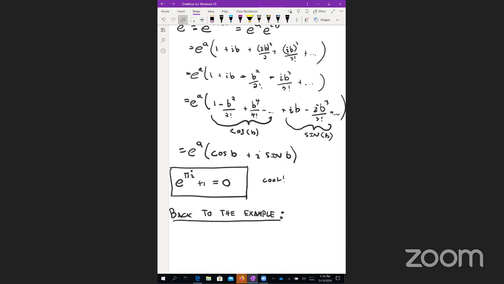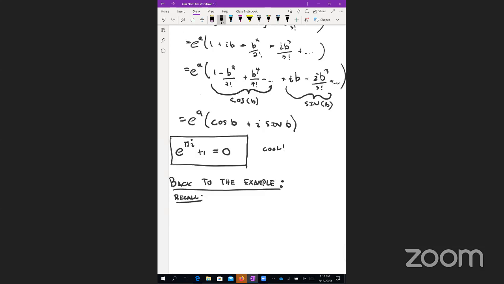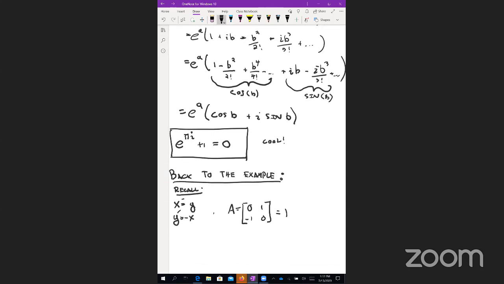Well, what did we have? So we had x prime equals y, y prime equals minus x. So A equals 0, 1, minus 1, 0. And we showed that the determinant of A minus lambda I equals 0 implies that lambda equals plus or minus i.